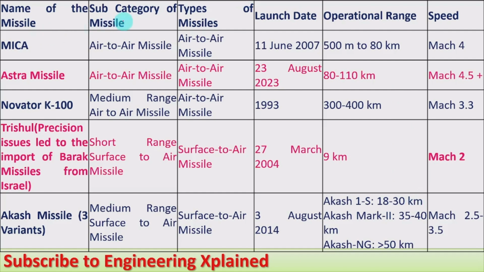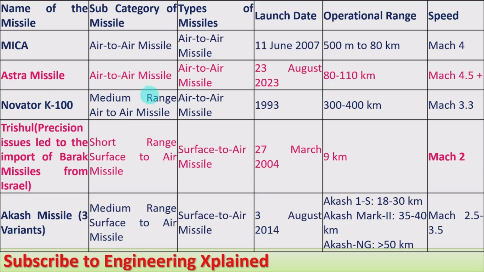Name of the missile, subcategory of the missile, type of missiles, launch date, operational range, and speed, I am going to take. First one is MICA, and that is an air to air missile type, and it is launched on 11th June 2007. Operational range is 500 meter to 80 kilometer, and its speed is Mach 4, four times the speed of sound. That is called Mach 4.